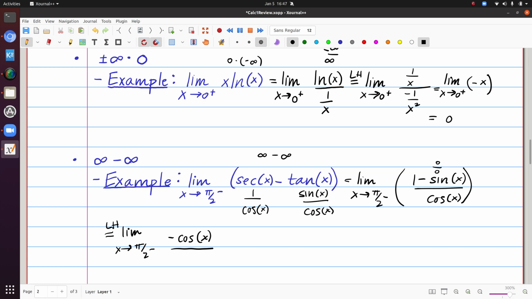And the derivative of cosine of x is minus sine of x. And here, the numerator goes to 0 still, cosine of pi over 2, but the denominator goes to negative 1 now, because sine of pi over 2 is 1. So in this instance, 0 divided by 1, we're going to get 0. So it's no longer indeterminate because both the top and the bottom are not 0.